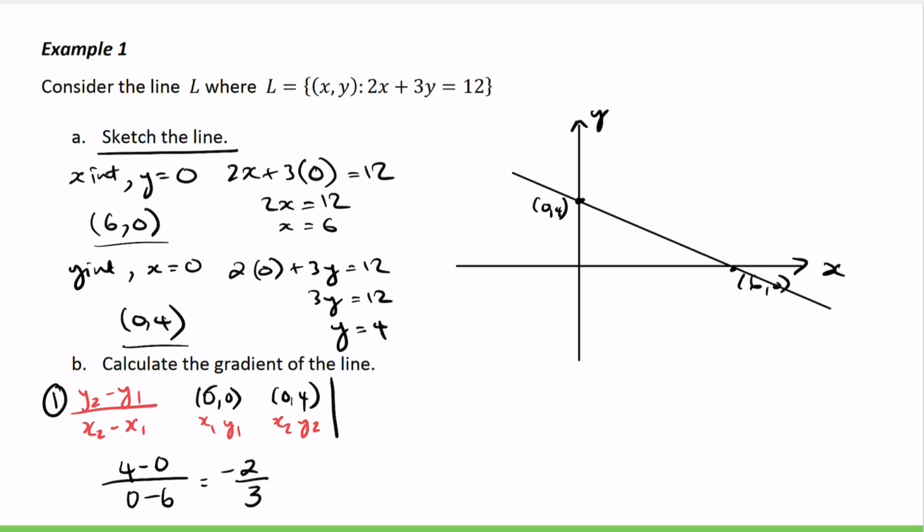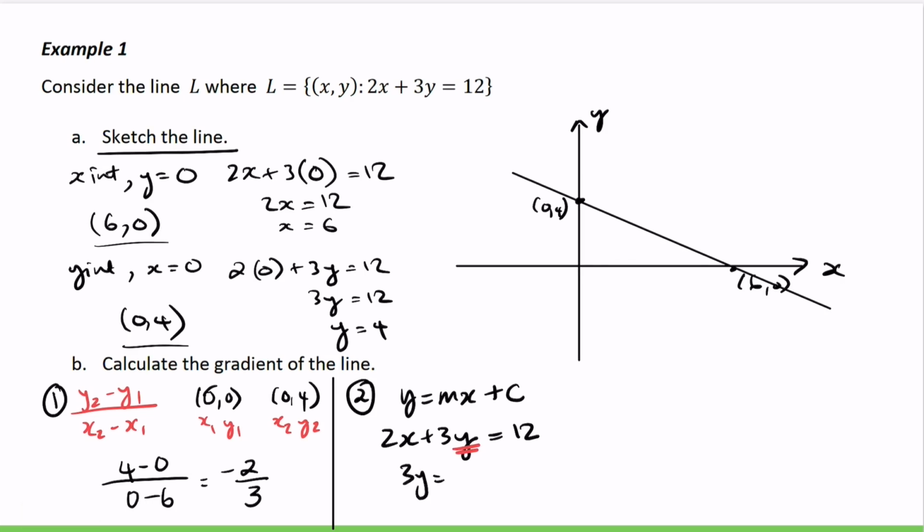So that's the first way that we can find the gradient. The second way that we can find the gradient is by putting it into the gradient-intercept form. So that's your y equals mx plus c form. At the moment, the equation that we have is 2x plus 3y is equal to 12. But if we rearrange it to get y by itself, it will be in that form and we'll be able to clearly see what the gradient is.